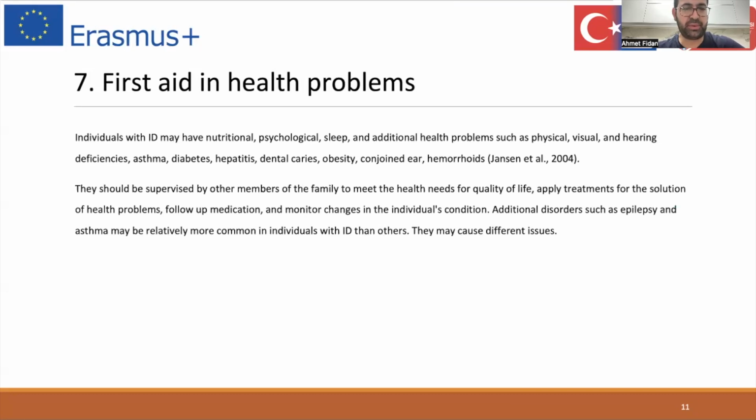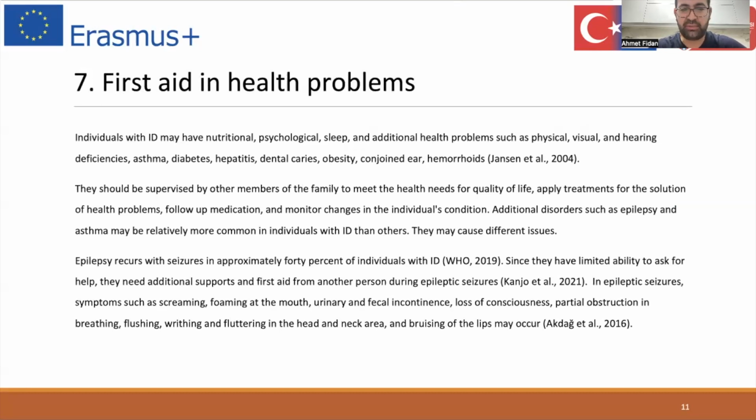They should be supervised by other members of the family to meet the health needs of quality of life, apply treatments for the solution of health problems, follow up medication, and monitor changes in the individual's condition. Additional disorders such as epilepsy and asthma may be relatively more common in individuals with ID than others, and they may cause different issues.